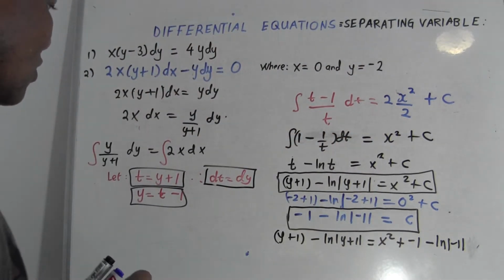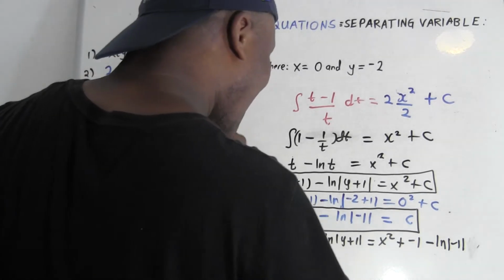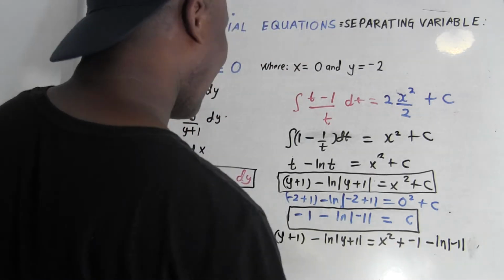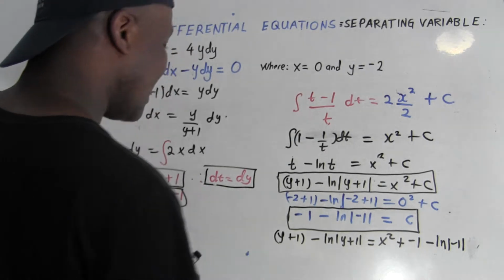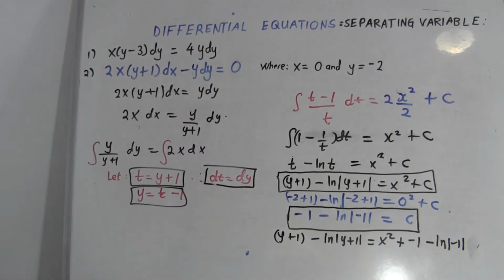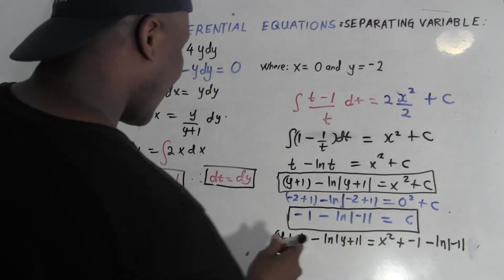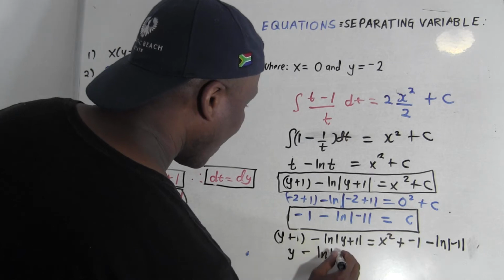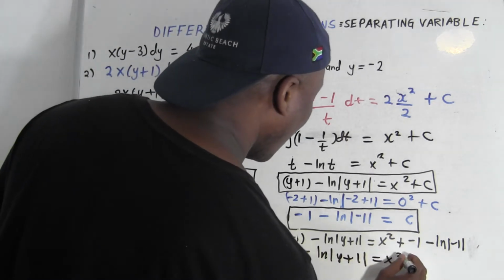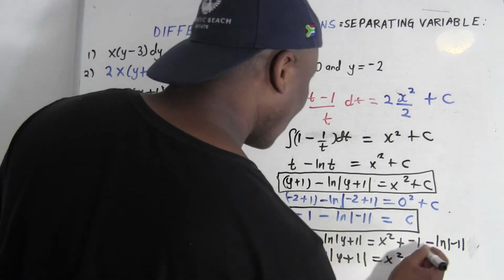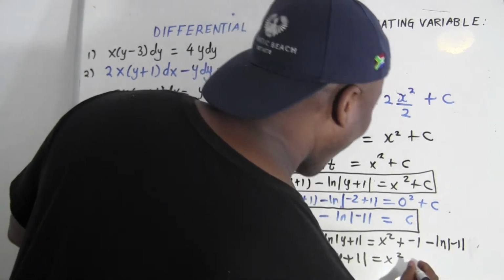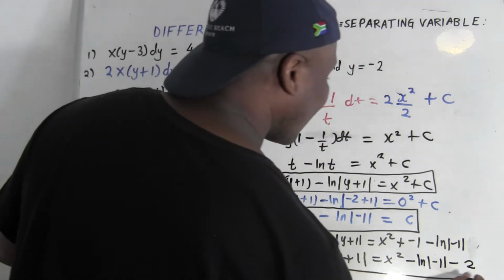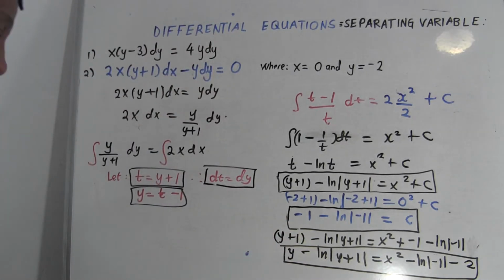So then, what we're going to do now, I can simply take this one over here. Positive 1 coming over is going to be negative 1, so it's going to be negative 2. Finally, I have a space here, let me see if it's enough to write. So I can simply say y plus 1 minus ln of the absolute value of y plus 1 equals x squared plus 1 minus 1. Here is plus 1, minus 1 is going to be minus 2. So I can write ln of negative 1 and then minus 2. And this is going to be our final answer for the first question. So that's the first question.